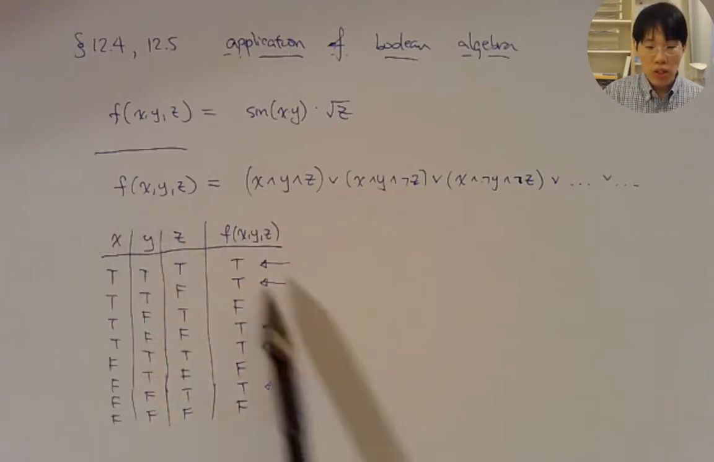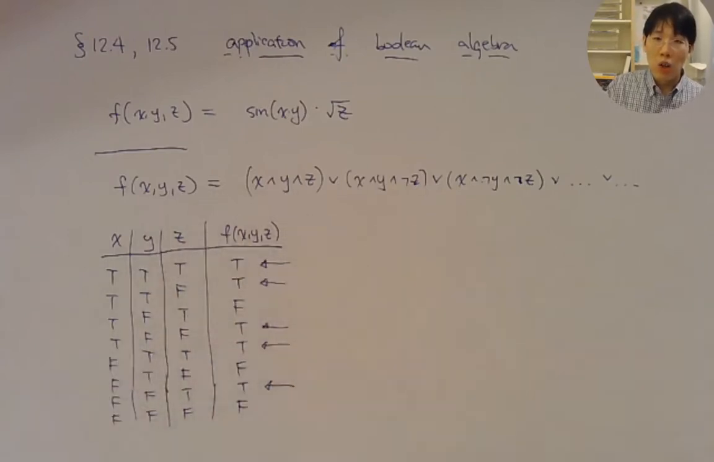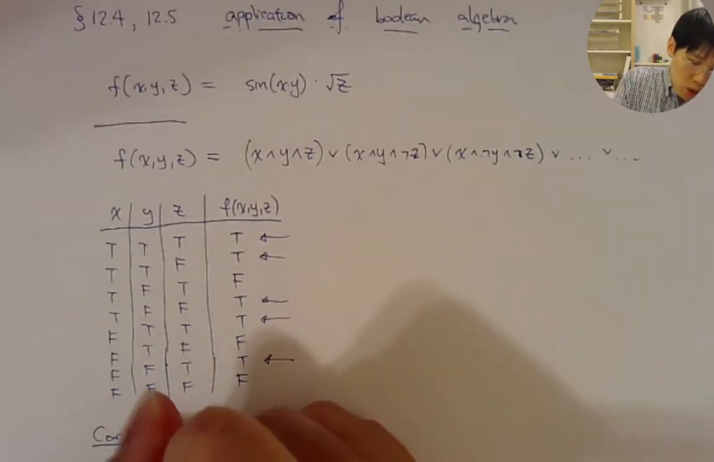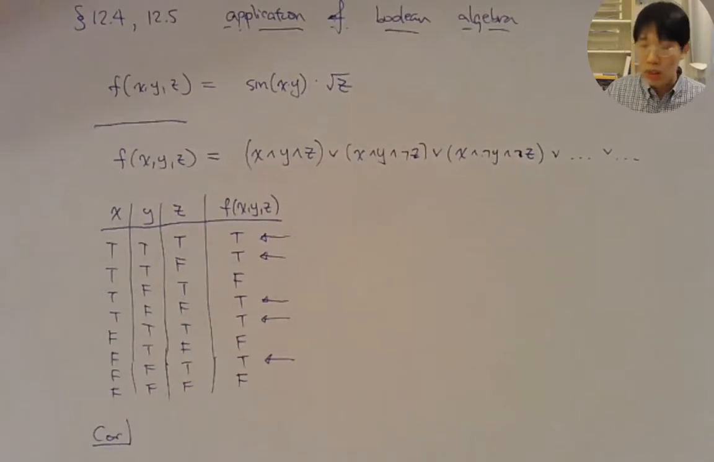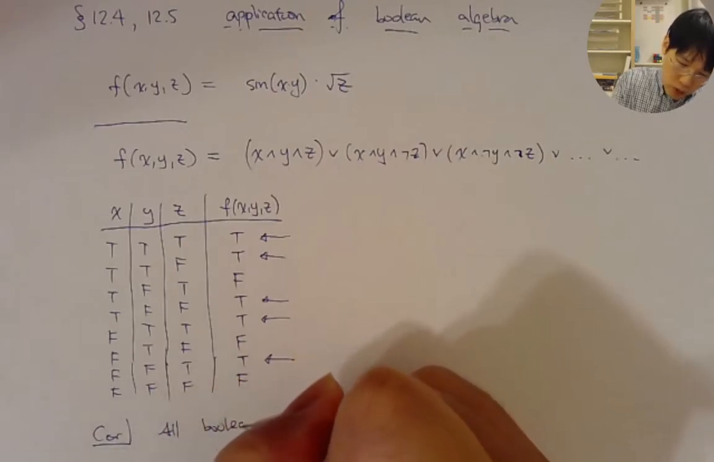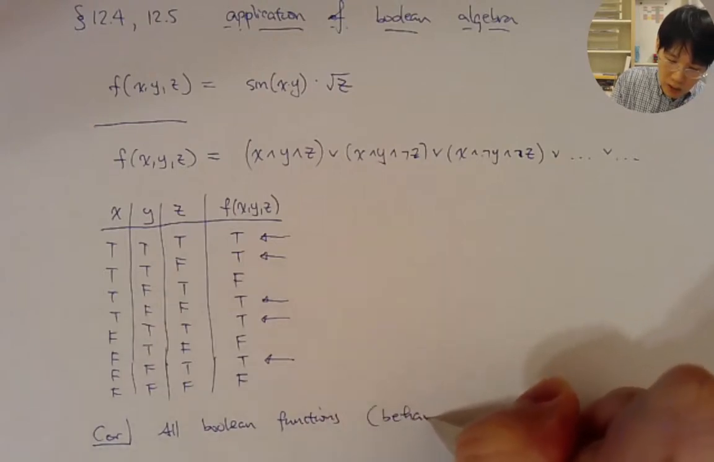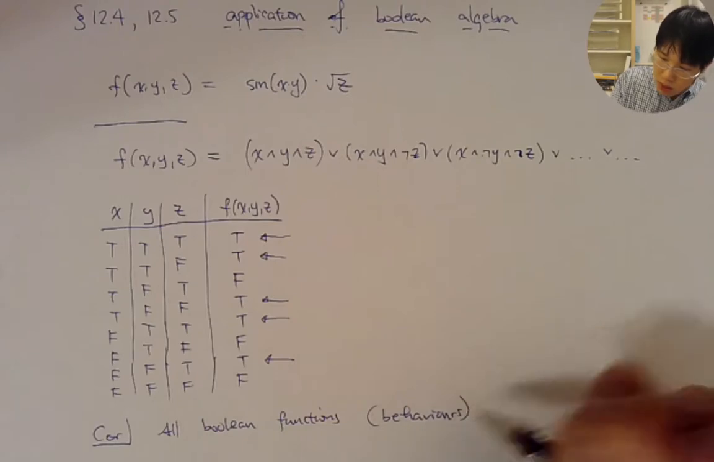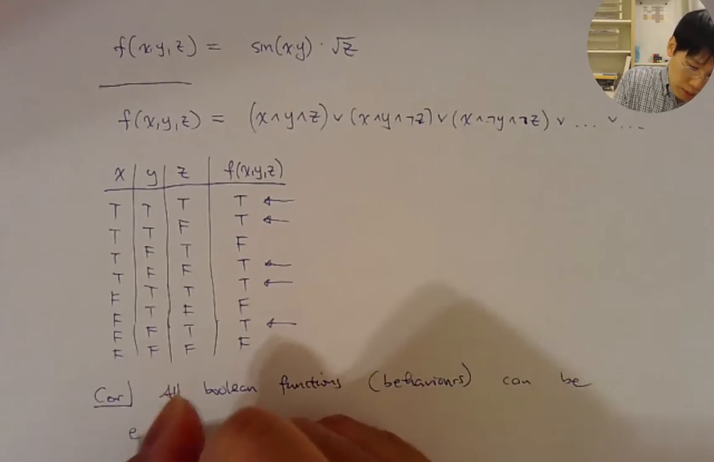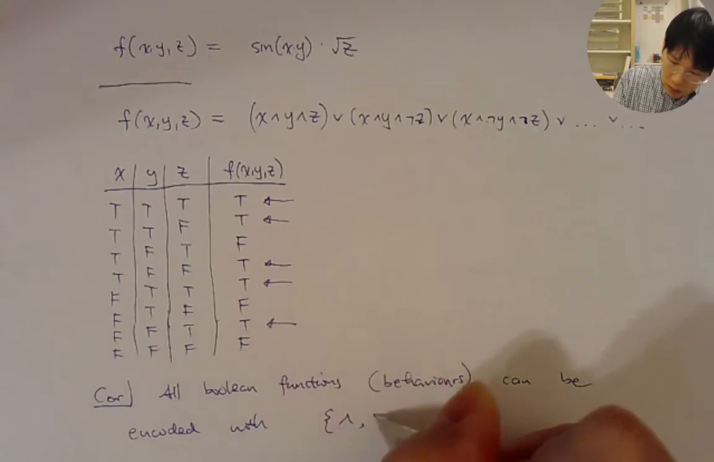And what we've shown here is a very simple case with 3 input variables and 1 output variable. But you can think of it as an even longer truth table. You can always write down the expression. So a conclusion we have, which I'll label as a corollary, we'll learn what corollary means later, is that all Boolean functions, or you can think of all Boolean behaviors, like if you want your computer to do something, can be encoded with the operators and, or, and not.